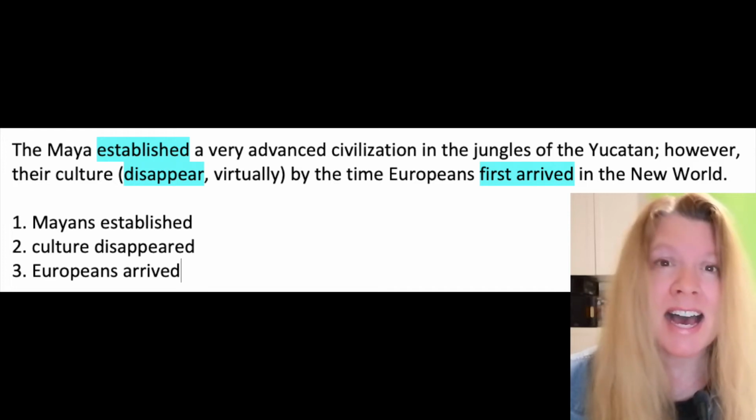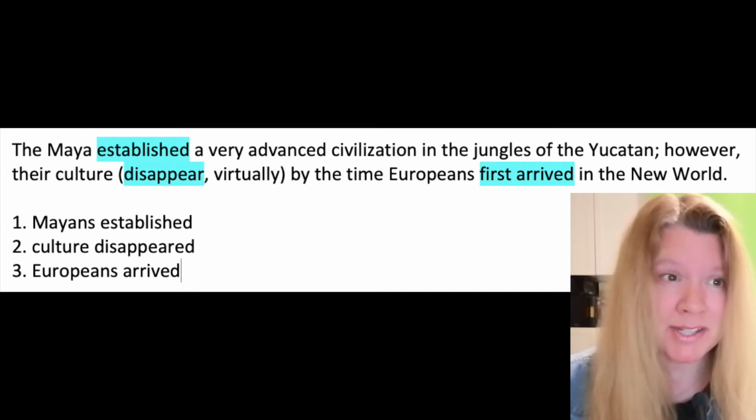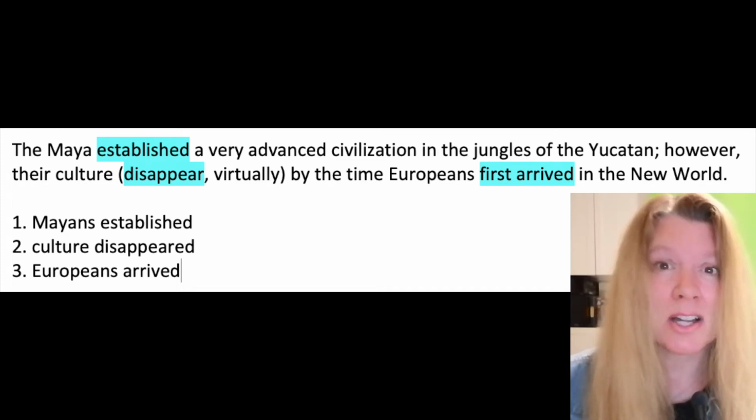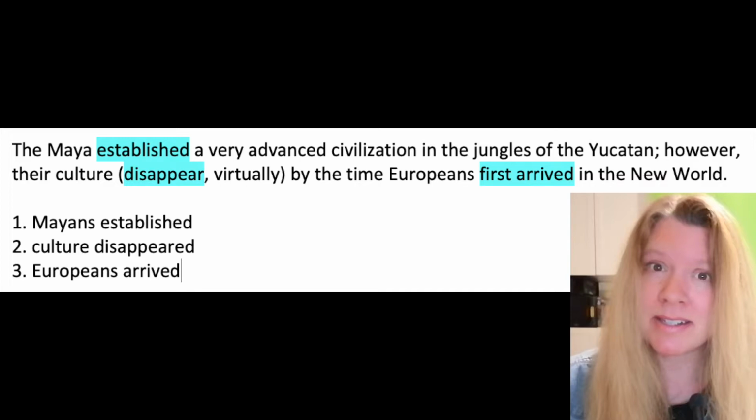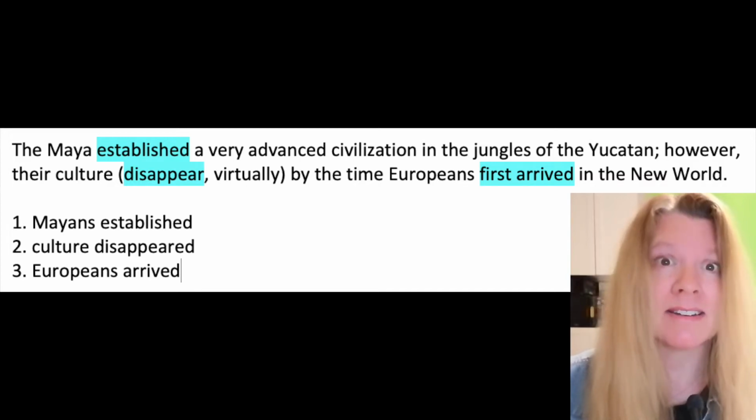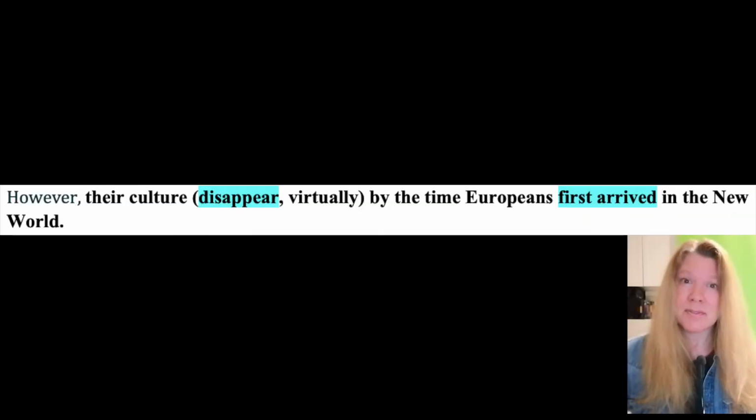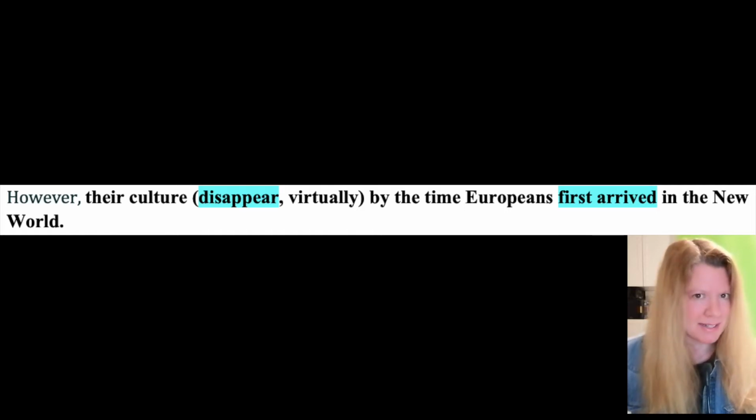As you can see, I've highlighted the actions. There are 3 verbs here. Mayans established, culture disappeared, Europeans arrived. So we have established, disappeared, and arrived. First, let's take away that semicolon and put in a full stop or a period, as we say in North America. That way, it becomes 2 complete sentences.